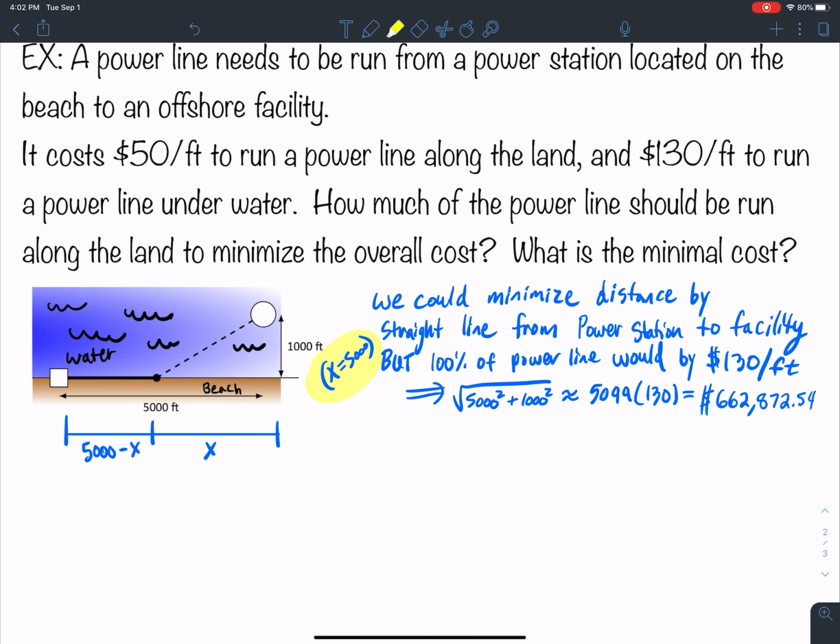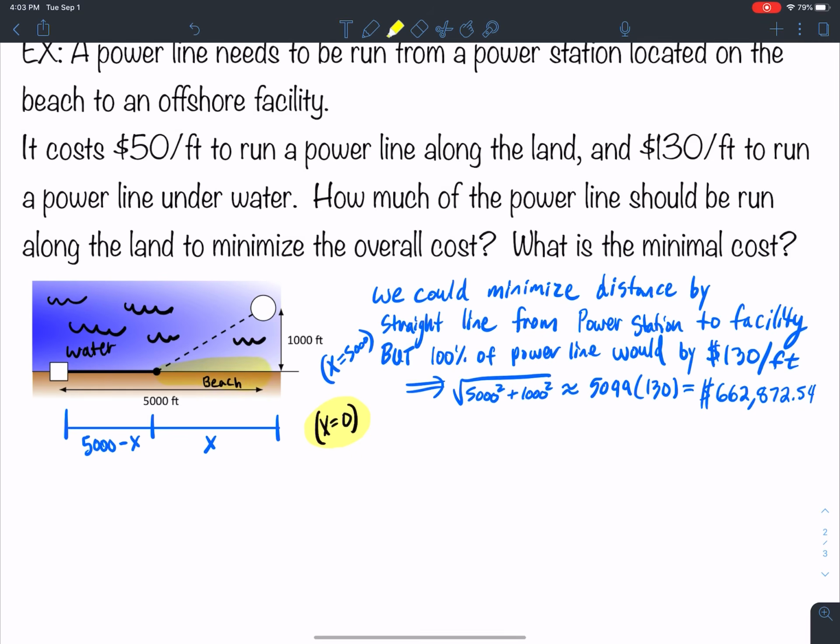What is the smallest that x could be? We could take the shoreline and run it all the way over, 5,000 feet over. That would give me an x equal to 0 feet on the shoreline. So x represents how many feet subtracted from 5,000 is on the shore. An x equal to 5,000 is 0 feet on the shore, and x equal to 0 is 5,000 feet on the shore. Now, this minimizes the more expensive power line usage.